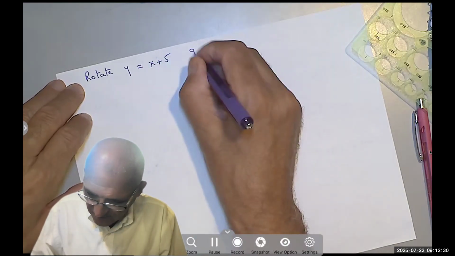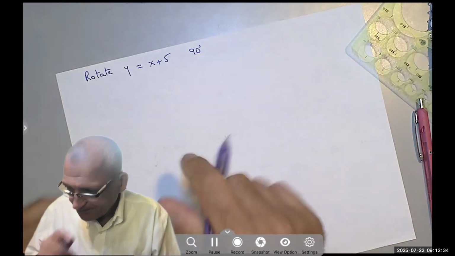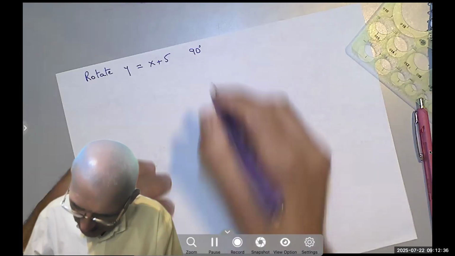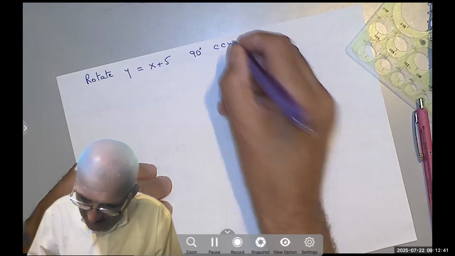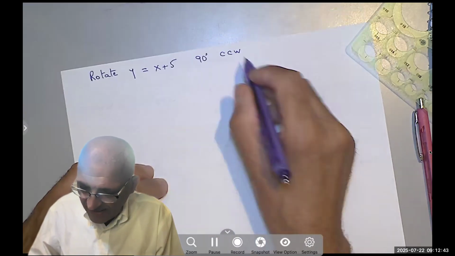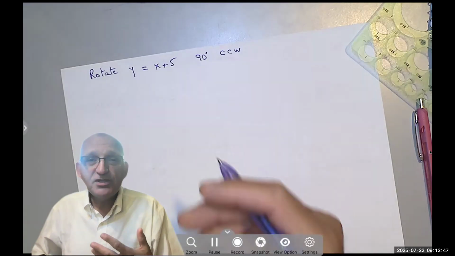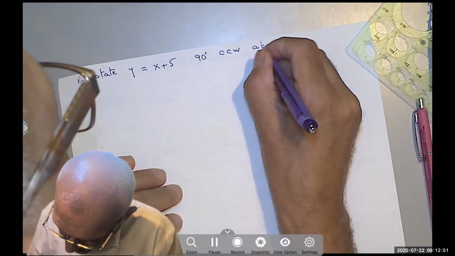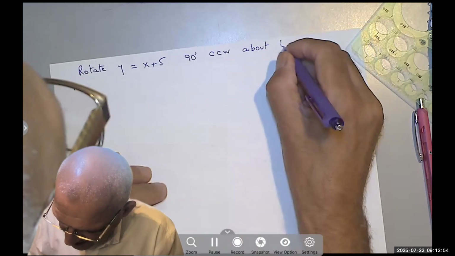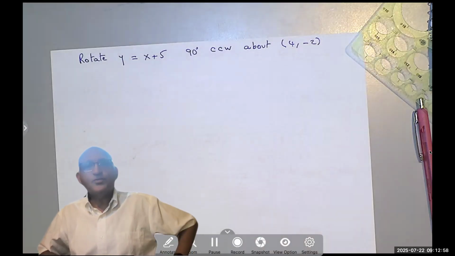We're going to rotate it, as we said, here we only do 90 degrees today, because that's what you will be doing. And let's rotate it counterclockwise. And when I rotate it counterclockwise, I don't want to do it about the origin. So let's make it about another point. Let's take a 4 and a negative 2, for example, just any 2 points.